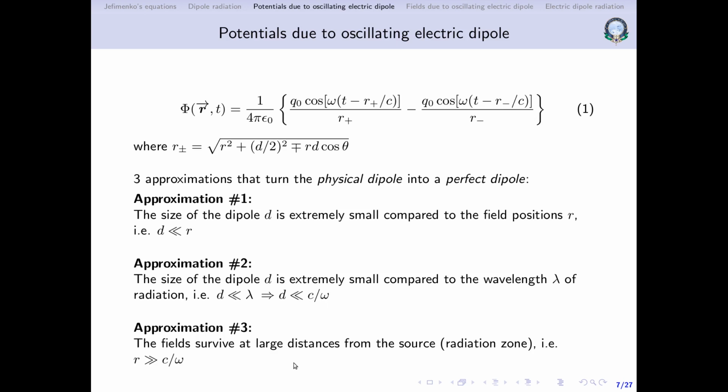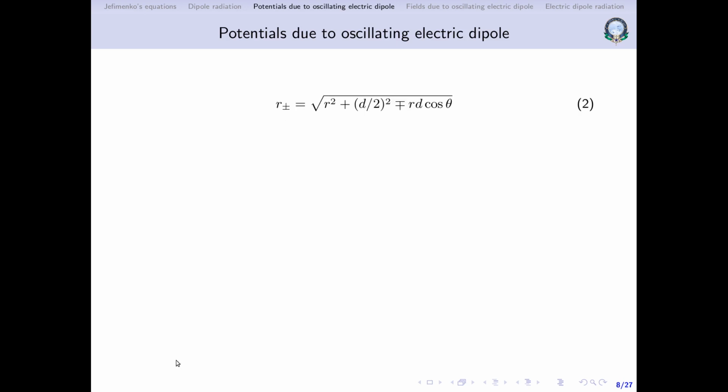And the third approximation is, r is very large compared to the wavelength. Now when I say c by omega, you should just think of wavelength, this is basically the wavelength. So the distance at which we are measuring the radiation is very large compared to the wavelength of the electromagnetic radiation. So this is the separation distance.